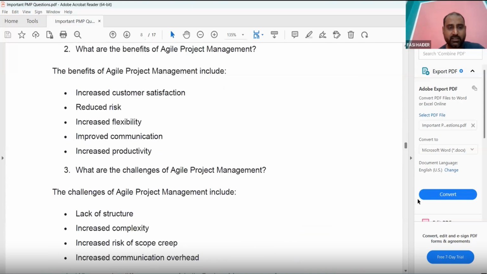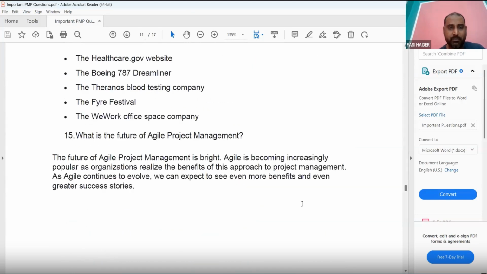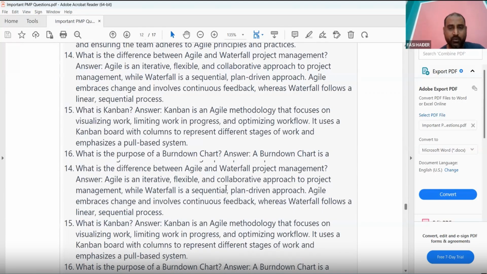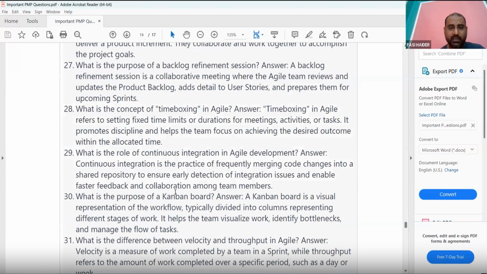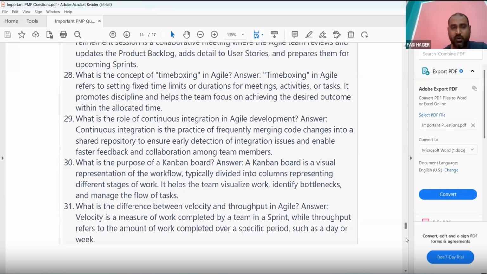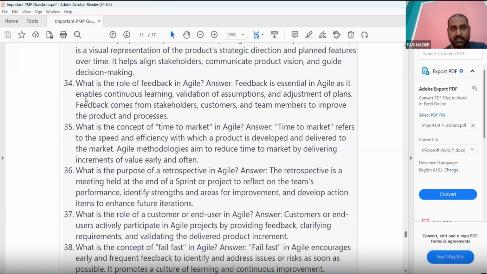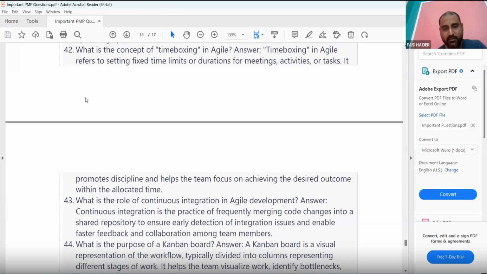The questions are written here, and then there are 50 more. Here also you will see the answers. What is the purpose of a Kanban board? A Kanban board is a visual representation of the workflow, typically divided into columns representing different stages of work, like which work is pending, which is in progress, which is completed. So all the things are here. You read it, revise it. This is very important. Question set, IMC.